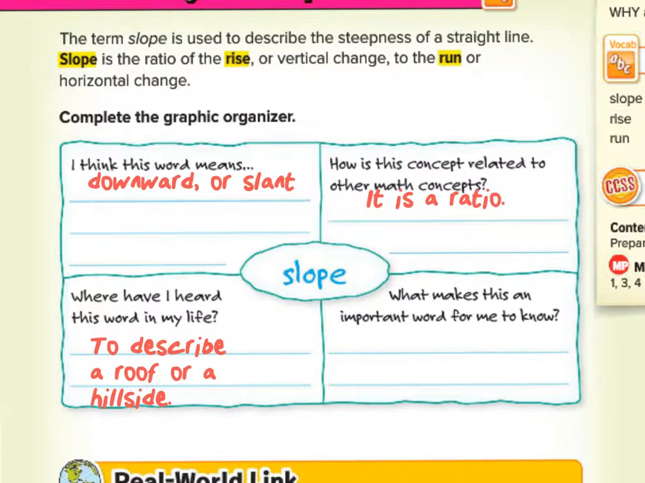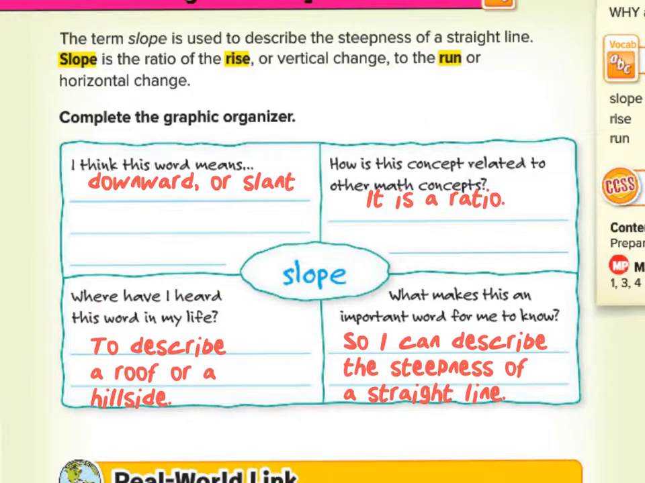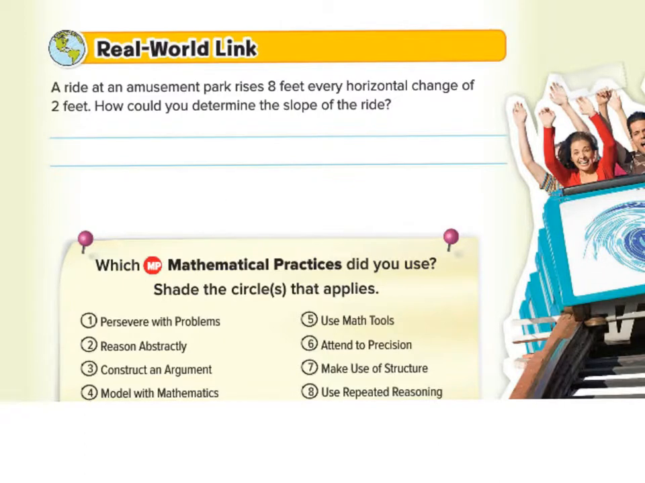And finally, when considering the word slope, what makes this an important word for me to know? Why do I need to know the word slope? Well, I would say so I can describe the steepness of a straight line, or so that I can see how amounts change over time. If we are able to analyze the slope, we know if it's rising or decreasing in value. Let's look at a real-world example. A ride at an amusement park rises 8 feet every horizontal change of 2 feet. So it's going up 8 feet every time it moves horizontally 2 feet.